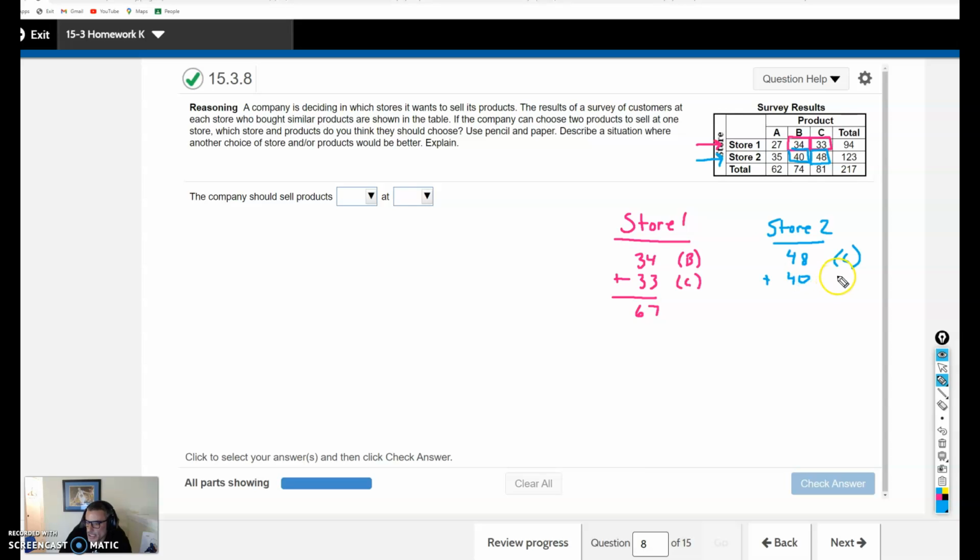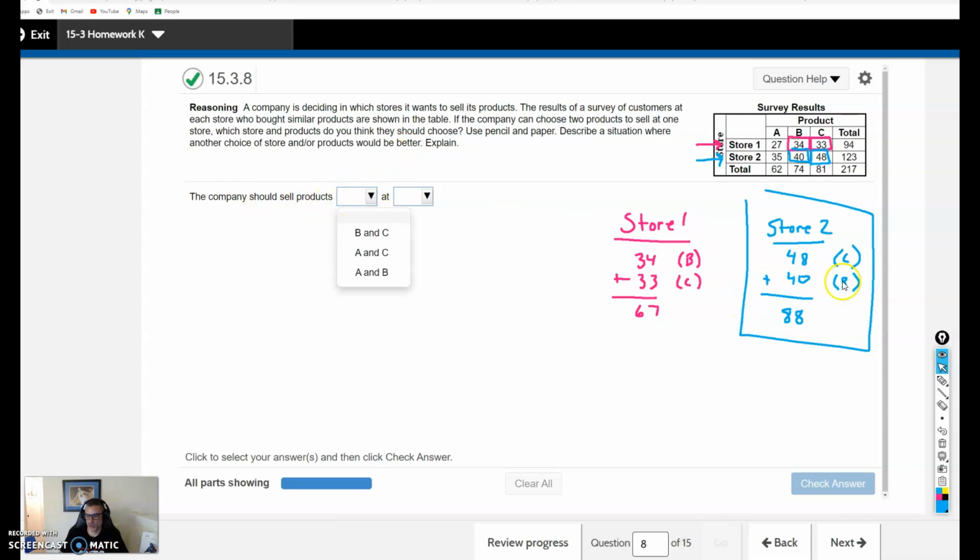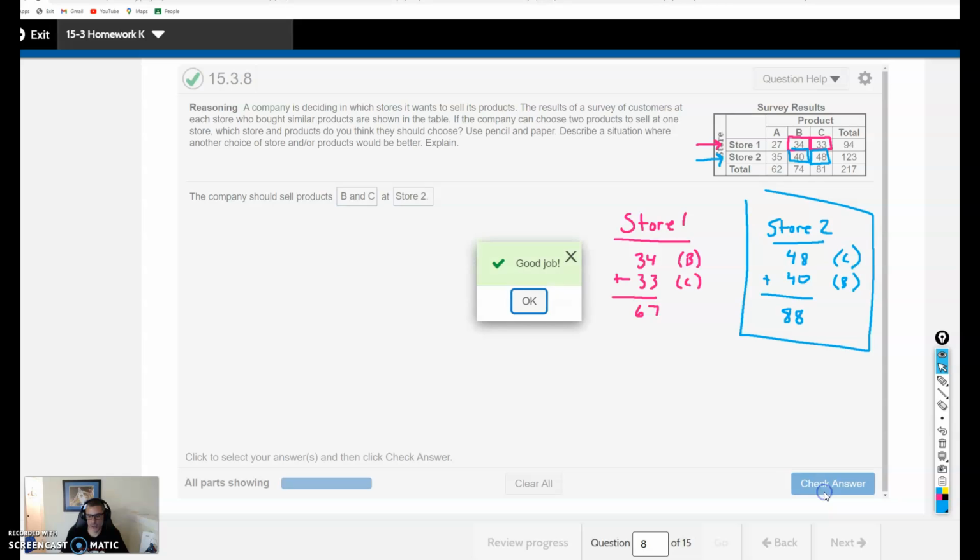And that was product B, for a grand total of 88 products. So if I can only choose one of these 2 options, selling B and C at store 1 or selling B and C at store 2, then I want to choose this option because I sell 88 products versus 67. So I go over here and it says the company should sell products B and C. At which store? Store number 2. Got it.